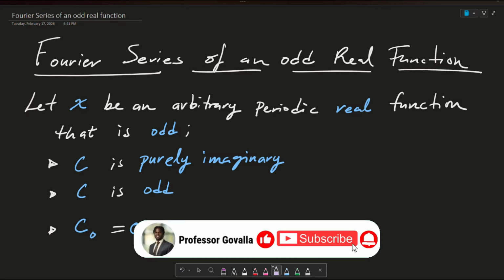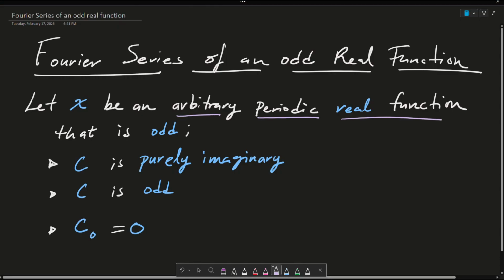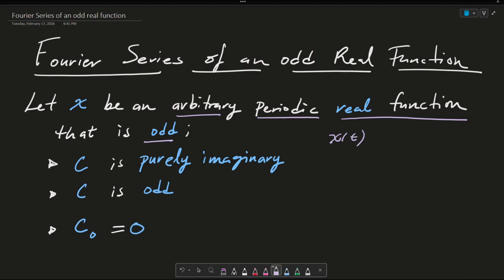My name is Professor Govala, and today I'm going to be talking to you about the Fourier series of an odd real function, where essentially we want to prove that any arbitrary periodic real function that is odd, call it x of t, has a Fourier series coefficient sequence c that is purely imaginary, a Fourier series coefficient that is odd, and a Fourier series coefficient when k is equal to 0 equated to 0.